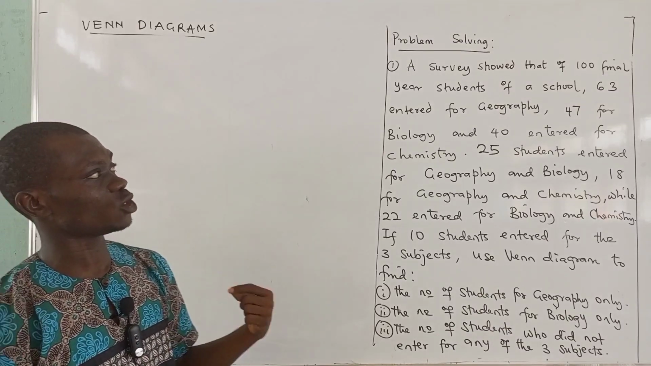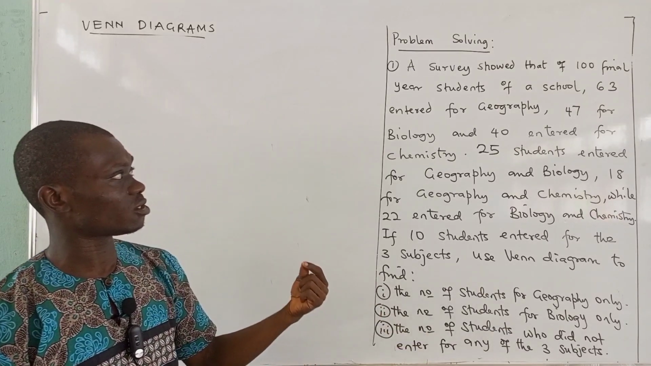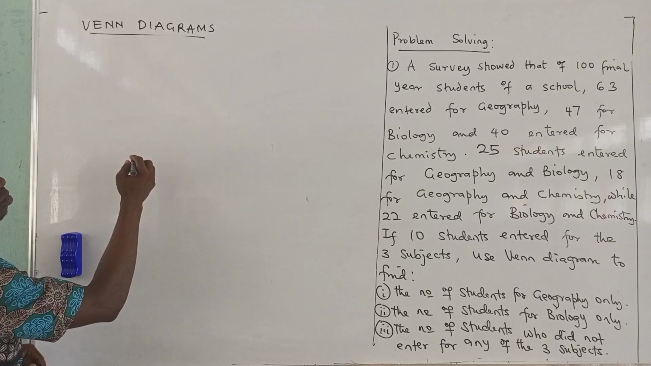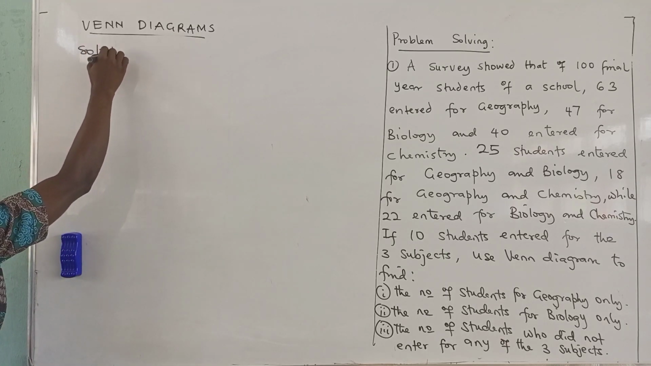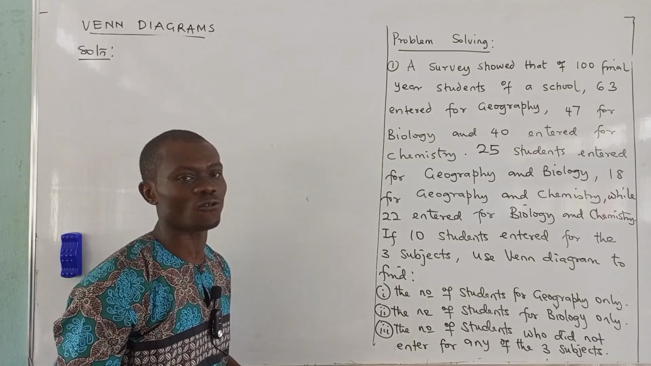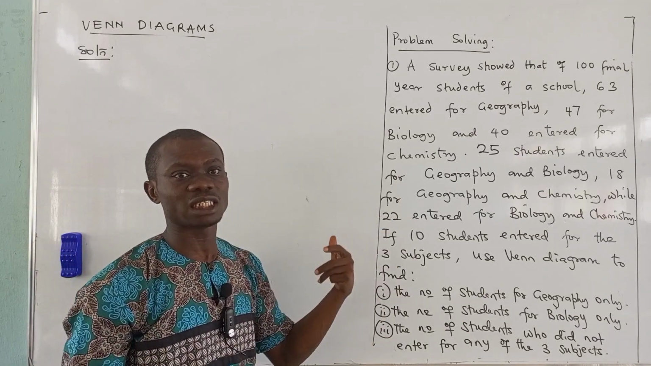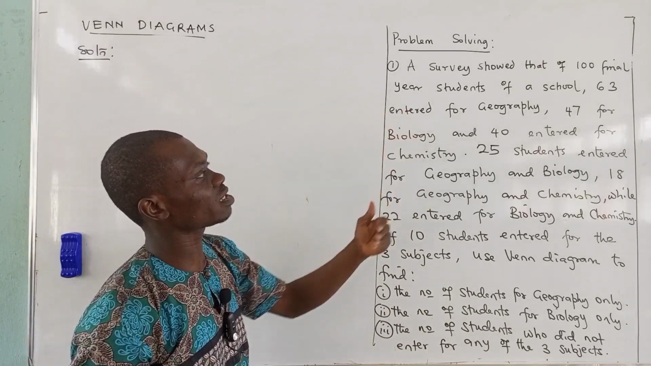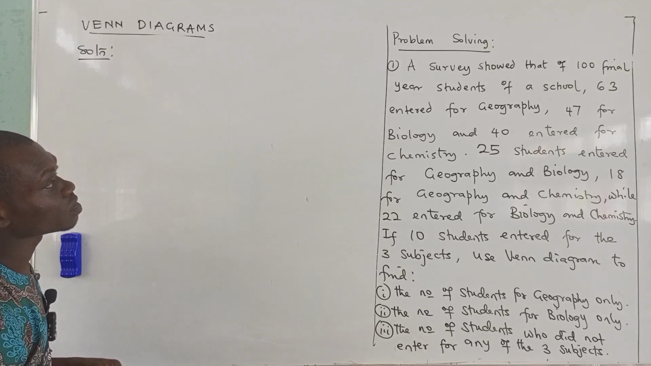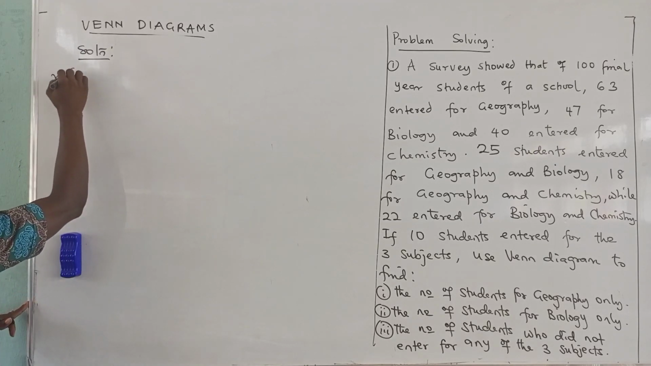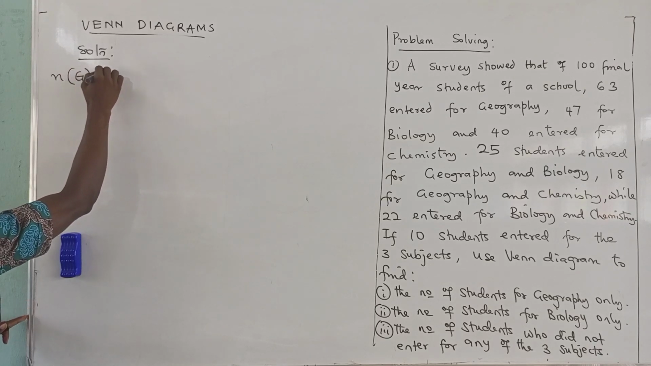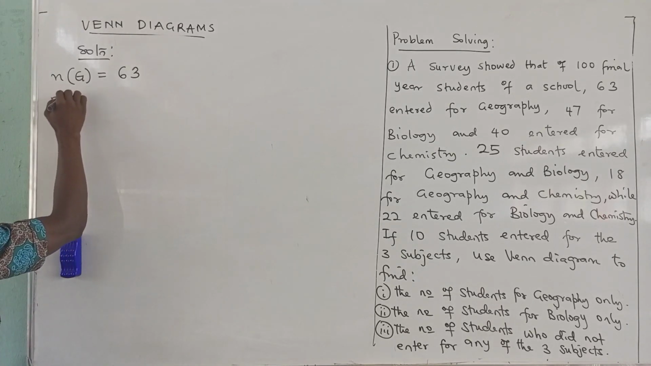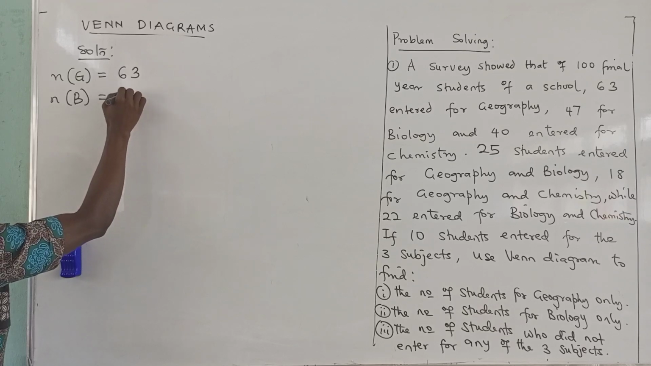Okay, so now let's see. It says a survey showed that of 100 final year students of a school, 63 entered for geography. So we are going to begin. Now, the first thing you must do when you are given a word problem on sets is, first of all, bring out the data you are given, so you'll be able to represent it in a Venn diagram. Okay, so let's go. It says that 63 entered for geography. That means n of G, let's use G to represent geography, is 63. And the next one, 47 entered for biology. N of B for biology is 47.